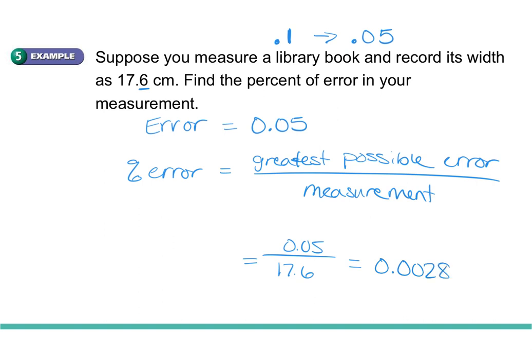0.0028. Well, to turn this into a percent, I want to move my decimal place over 2 places, and I want my answer as a 10th. So I would have to round that 2 up to 3. So my percentage of error here would be 0.3%.